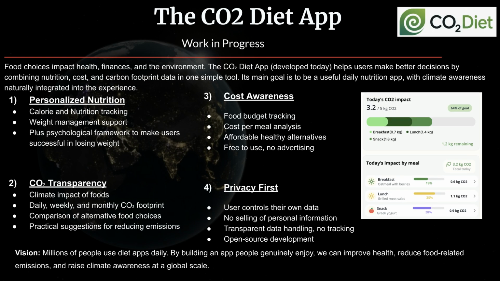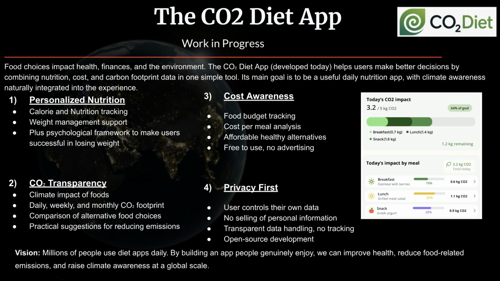What we are already working on is what we call the CO2 Diet app. It's an application and a whole system to support you in doing a diet, in losing weight, and tracking your personal nutrition, your calories and stuff. You can track your cost. You will also track your CO2. It's going to tell you how much CO2 you are producing.